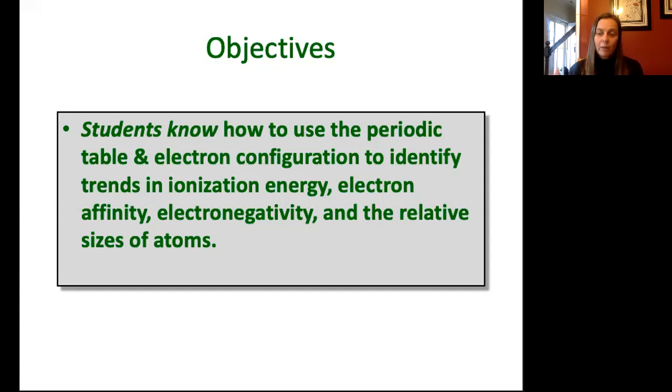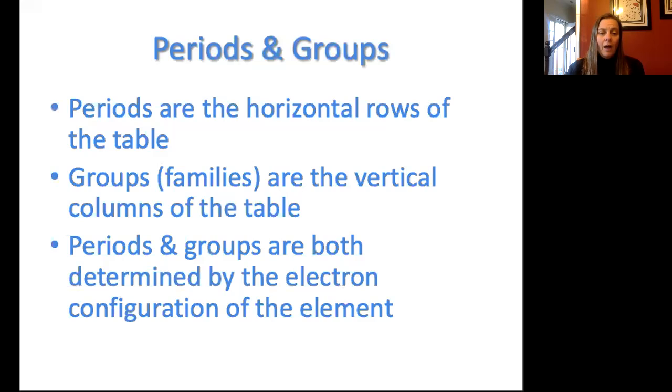So we're going to go through, we'll have a quick review of a few terms, and then we will jump in and define these four properties, and then talk about the trends and how they relate to where the electrons are. So just a quick reminder that we use these two terms, periods and groups or families.